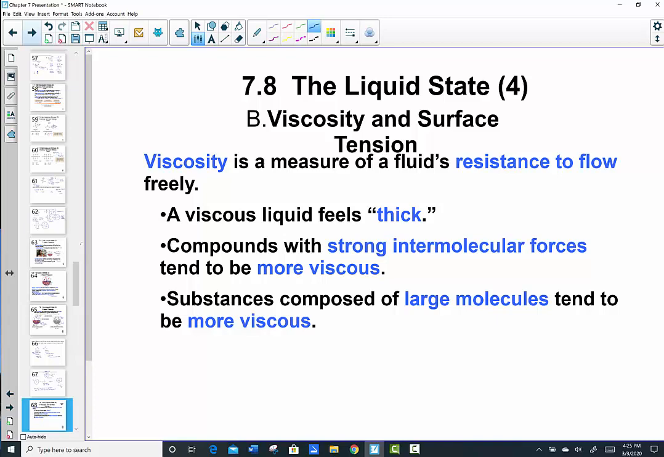Another quality of a liquid that can be explained through intermolecular attractions is viscosity and, again, surface tension. Let's just take a look at viscosity first. We're going to define the term viscosity as a measure of a fluid's resistance to flow freely. Viscous liquids feel thick, like syrup is a very viscous liquid. Compounds with very strong intermolecular attractions tend to be more viscous. Substances composed of large molecules tend to be more viscous. Well, that's because their dispersion forces are stronger.